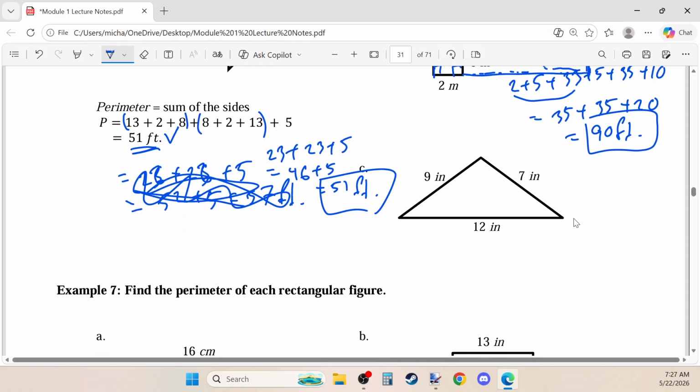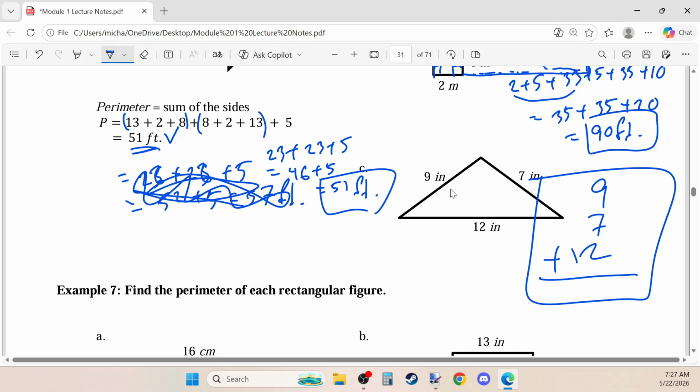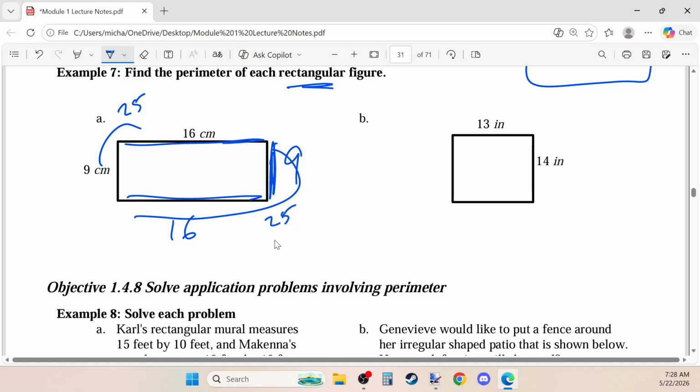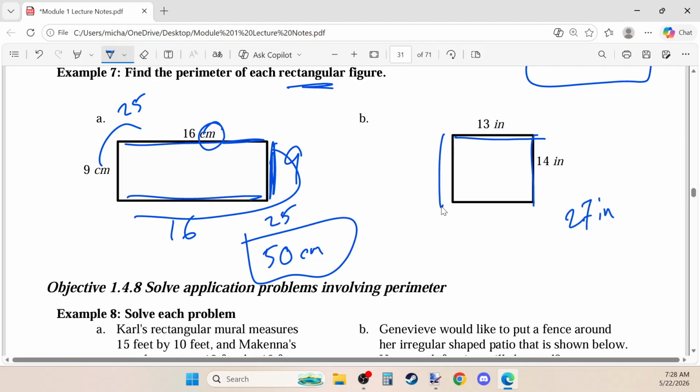Okay. Triangle here. We're going to do 9 plus 7 plus 12. And you can do that on your own. Find the perimeter of each rectangle. So it's 9, and this side is also 9, 16, and this side is also 16. We can do this in lots of ways. 9 plus 16 is 25. There's another 25 here. 25 plus 25 is 50, and we're told centimeters, so 50 centimeters. Here we have 13 plus 14, that's 27 inches. That means the other two sides also add up to 27 inches. We can add those together to get 54 inches.